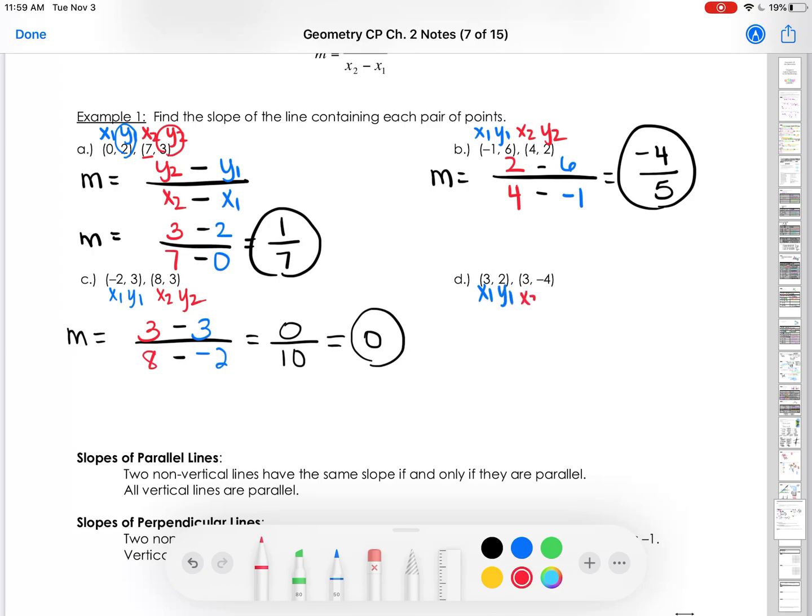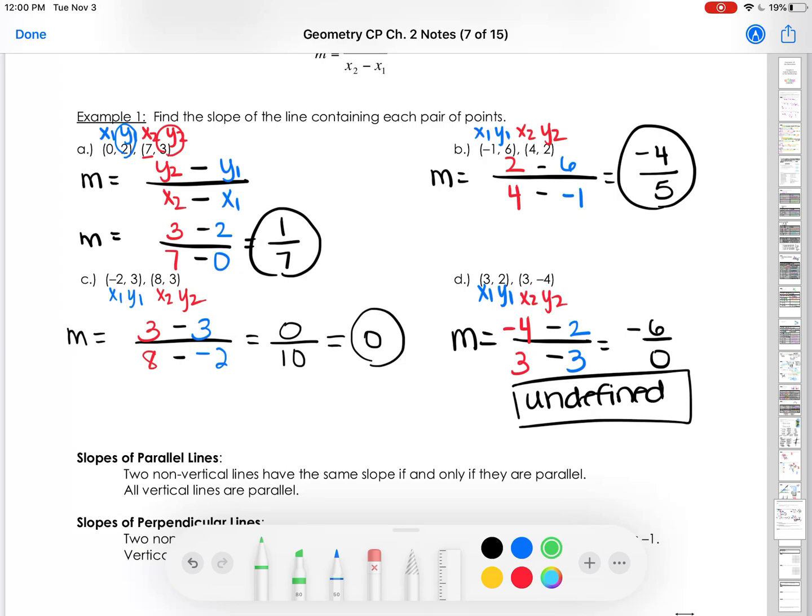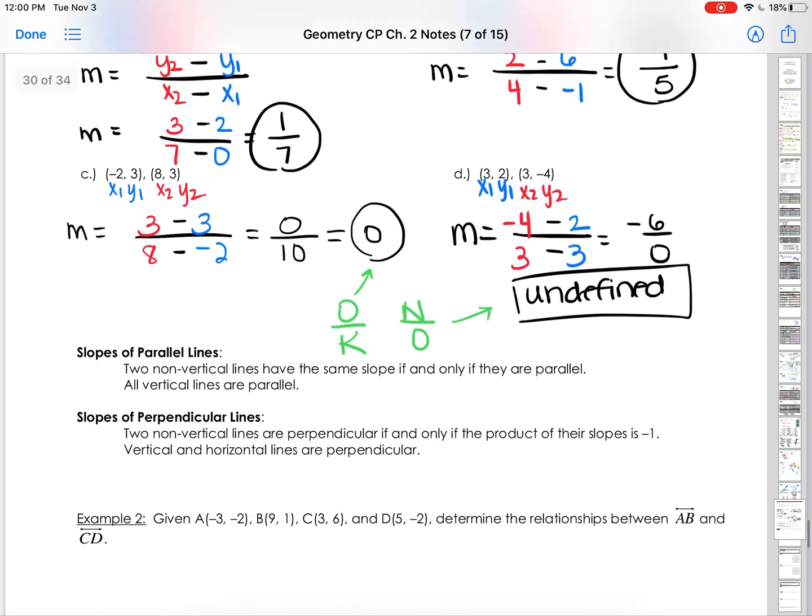And lastly, x1, y1, x2, y2. Again, I'm going to be subtracting the y's, subtracting the x's. So y2 is negative 4 minus y1, which is 2. x2, which is 3, minus x1, which is also 3. That's going to give me negative 6 over 0, and that is called undefined. We cannot divide by 0. A nice trick for remembering this is that it is okay to have 0 in the numerator, but it is no good to have 0 in the denominator. So that will give us an undefined, but it's okay to have 0 up top.